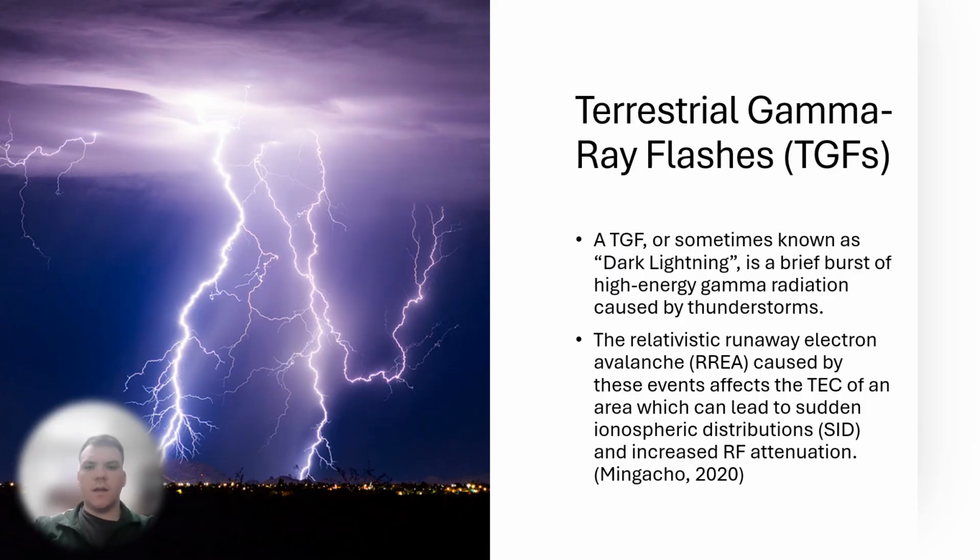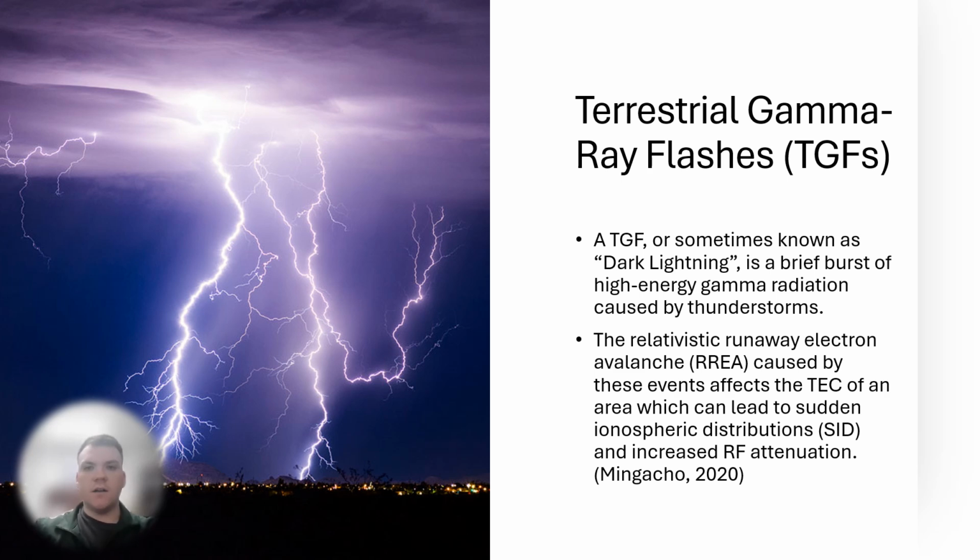A terrestrial gamma ray flash, or sometimes known as dark lightning, is a brief burst of high-energy gamma radiation caused by thunderstorms. These TGFs can cause a relativistic runaway electron avalanche, where the electrons experience an electric field strong enough to accelerate them faster than they can be stopped by an atmospheric collision.